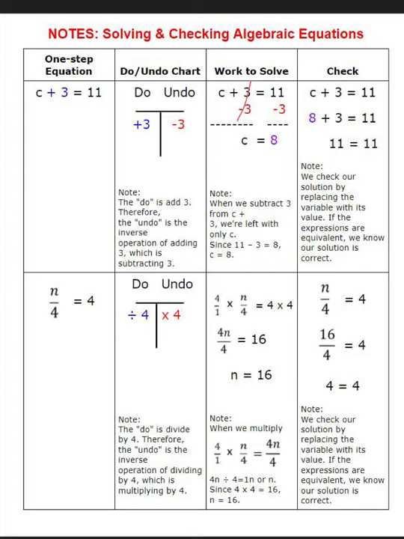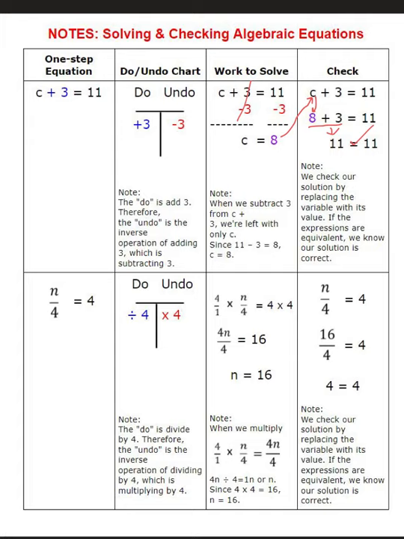And then when you check your answer, you take the original equation, c plus 3 equals 11. You'll substitute the value you got in for c and put the 8. Then you'll work out the left side, so 8 plus 3 equals 11, and 11 does equal 11, so that checks out correct.